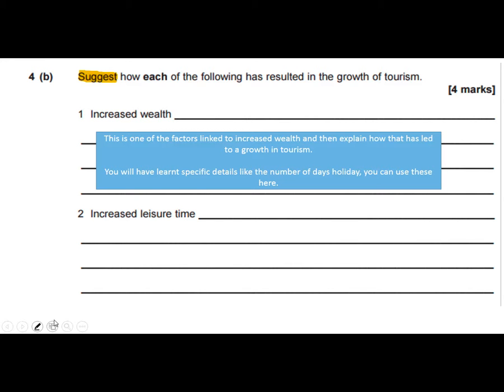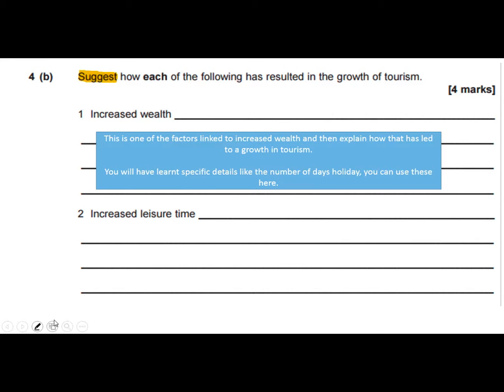This is one of the factors linked to increased tourism, and then explain how that factor has led to the growth in tourism. I didn't feel confident in giving you a specific example because I think that would just tell you exactly what the answer is. So for my classes I talked about the money left over after you had got rid of your rent and your necessities. You had money left over. If you can name that high-level term, then feel free to do so.